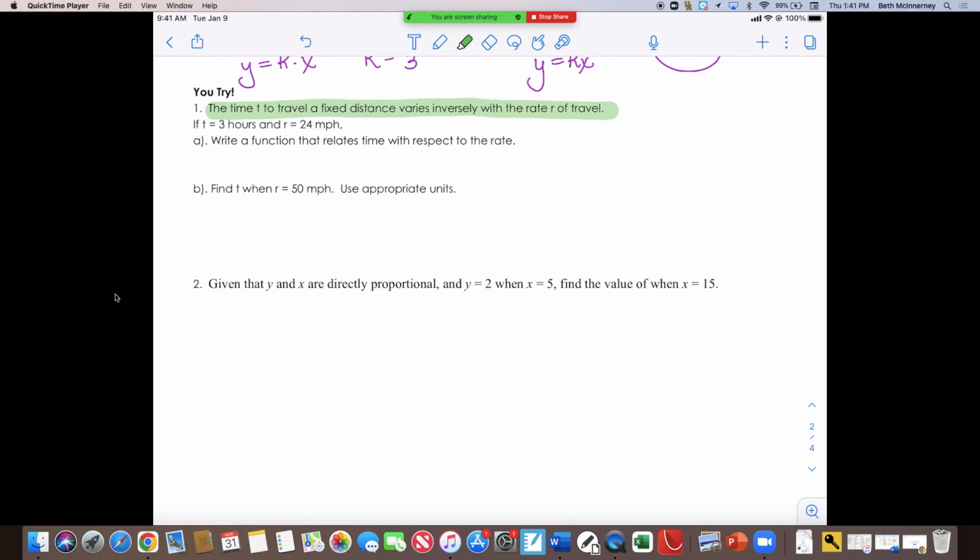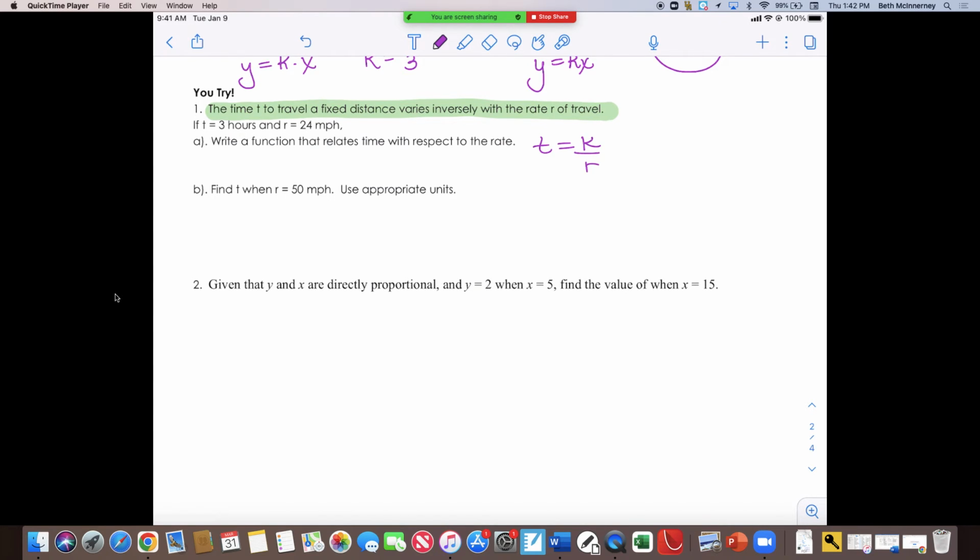Well, so do you see? There's a clue. It says the time t varies inversely with the rate r. So normally it was y varies with the x. So it was y equals k over x. Yes, that's it. Okay. All right, so here we go. It says the time varies inversely with the rate. So you would start with t equals k over r.